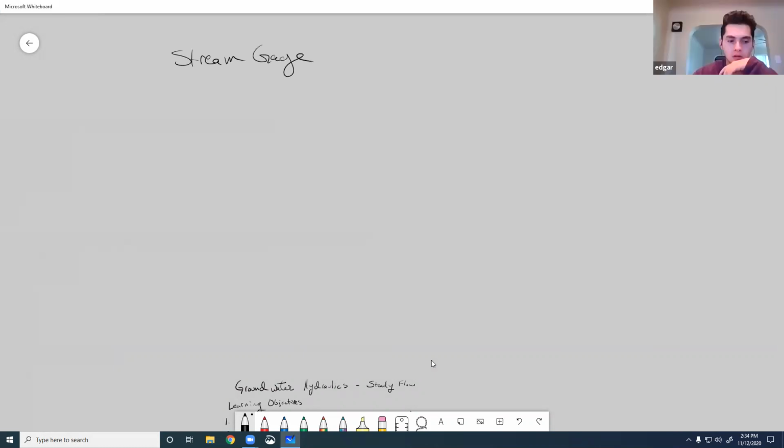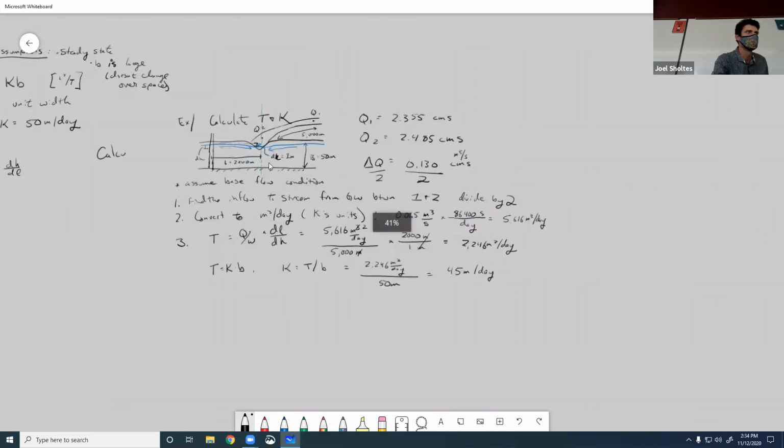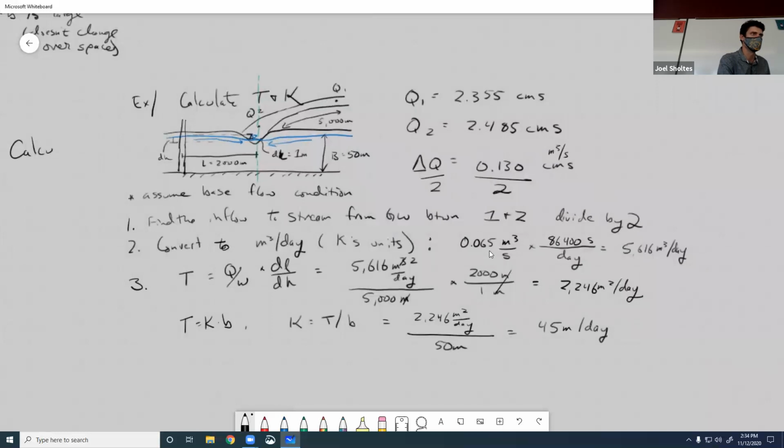Hey, Joel, really quick. That last example, was that confined or unconfined? Confined is the one where it's pressurized. Not pressurized, yeah. Let me assume base flow conditions. And if we do have a confined aquifer, we would draw that confining layer, so it'd be really obvious.